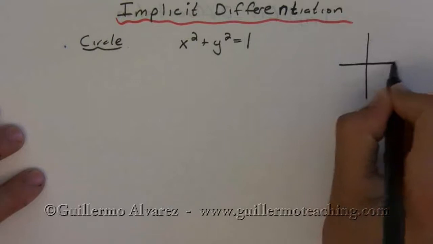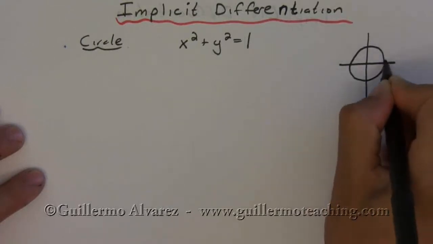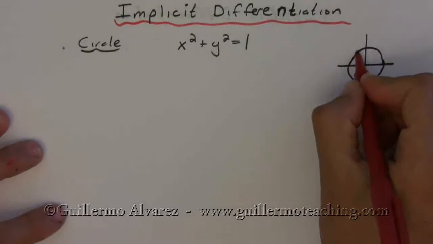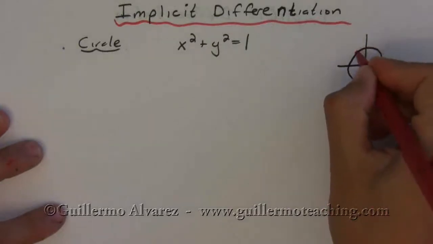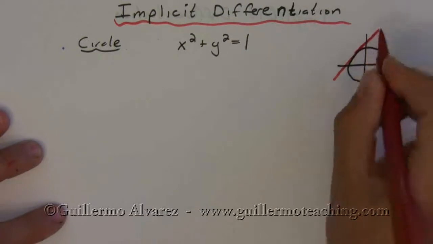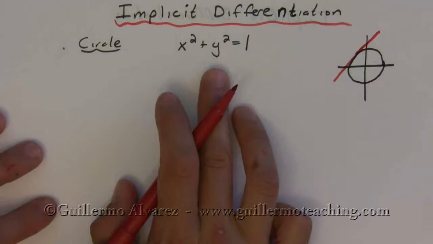So if we draw a little picture, we notice that, well, the circle isn't really a function, but even though it isn't a function, you can still find the tangent line at different points on the circle. So there should be a way to find the derivative of this function.